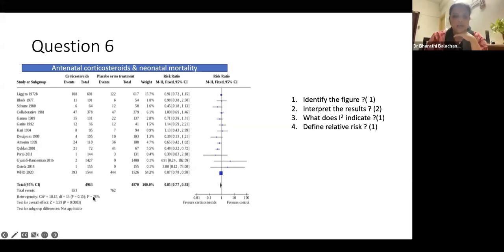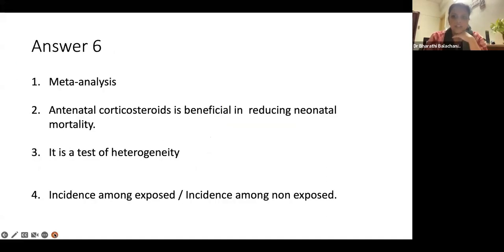If the I-square is less than 25%, there is no heterogeneity. If it is 20 to 50%, there is mild heterogeneity. 50 to 75, there is moderate. And more than 75, all the studies are heterogeneous. It is difficult to interpret the figure. And what is relative risk? Relative risk is nothing but incidence among the exposed to incidence amongst the non-exposed.